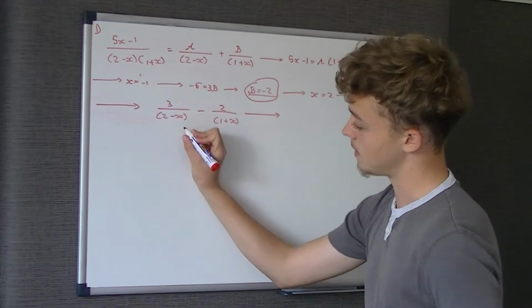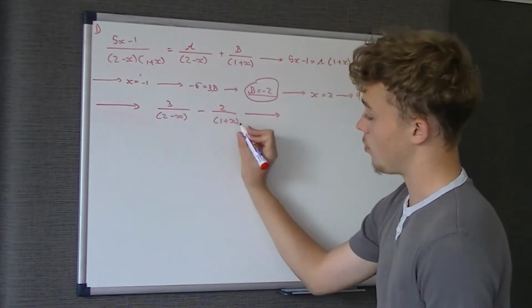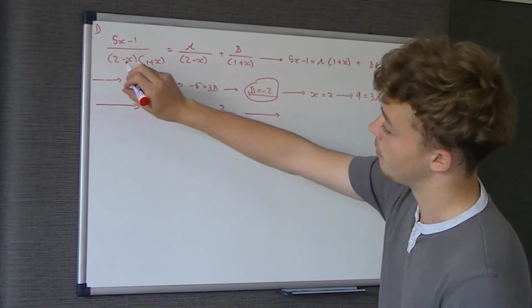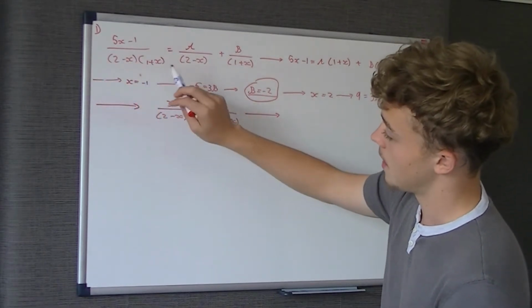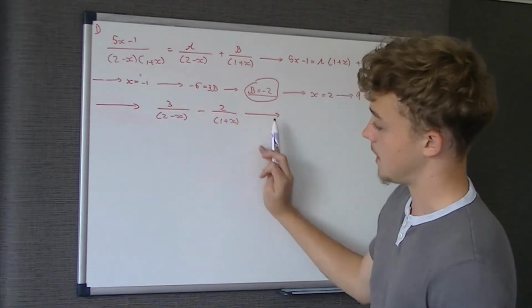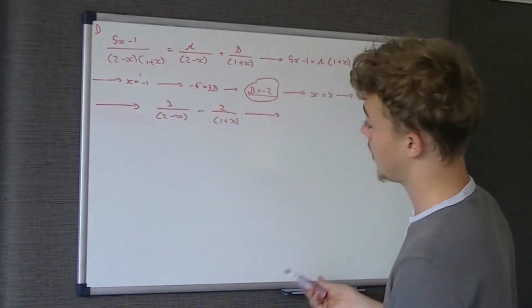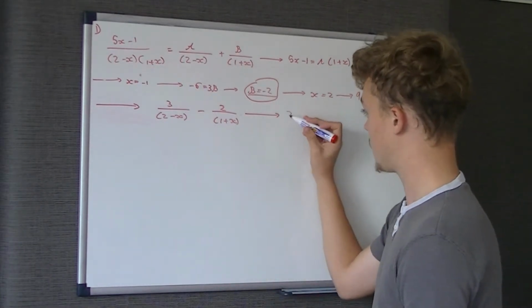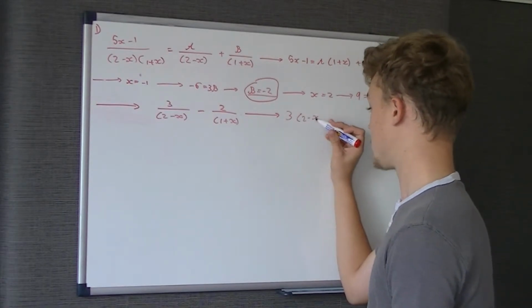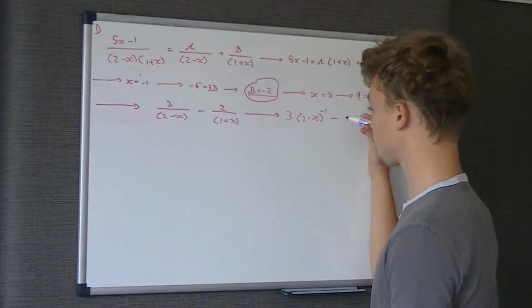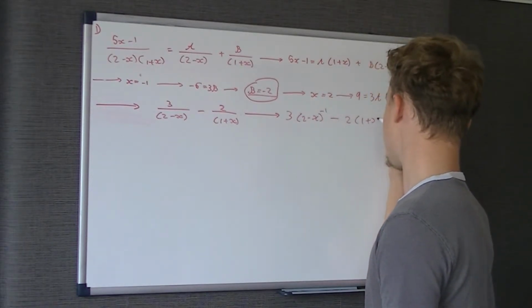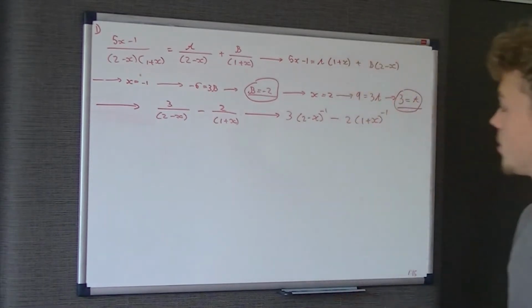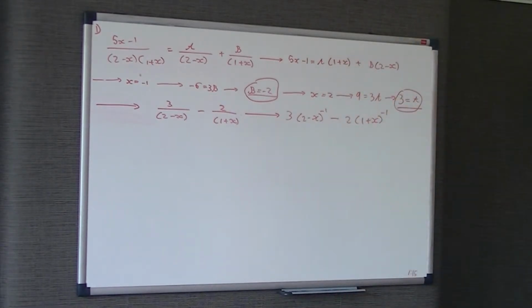So this 3 over 2 take x, take 2 over 1 plus x, is the same as that original fraction of 5x take 1 over 2 take x, 1 plus x. It's the same thing. I've just crossed it out; I did write it before. So what we're going to do now is simplify that: 3 times 2 take x to the power of minus 1, take away 2 times 1 plus x to the power of minus 1.